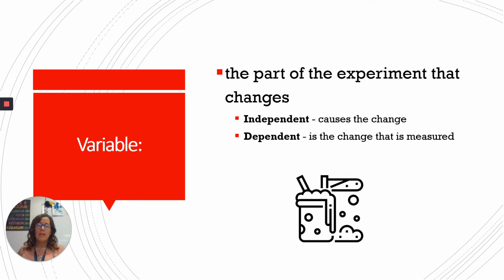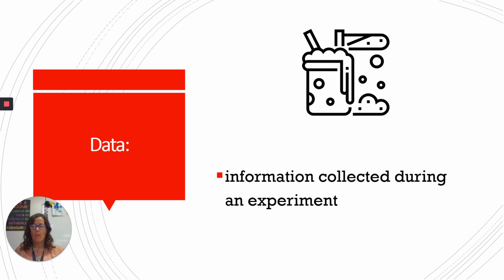A variable is the part of the experiment that changes. So we've got two different types of variable. We have an independent variable, that's the one that causes the change, or a dependent variable, and that's the one that the change is measured in. So independent variable causes the change, and a dependent variable is the change that is measured. Those get confused a lot, but it's going to be okay. Data is the information that is collected during an experiment.